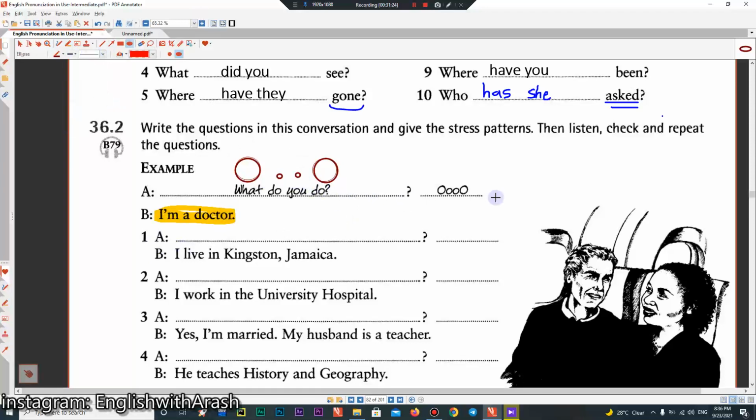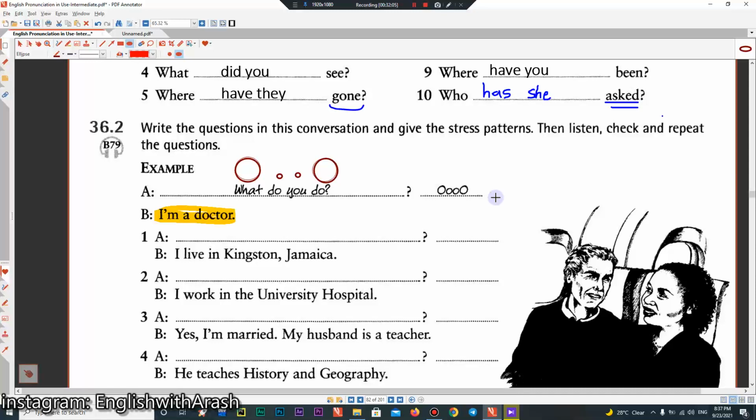Yes? So, give me the question. Write the question for the answers. For example, number 1, the answer is I live in Kingston, Jamaica. So what is the question? I want you to write the question and then say it. Say it out loud with this pronunciation. What do you do? What do you eat? Okay, with this pronunciation, say it out loud if you can. When you write it, try to read it in your mind, following the correct pronunciation.